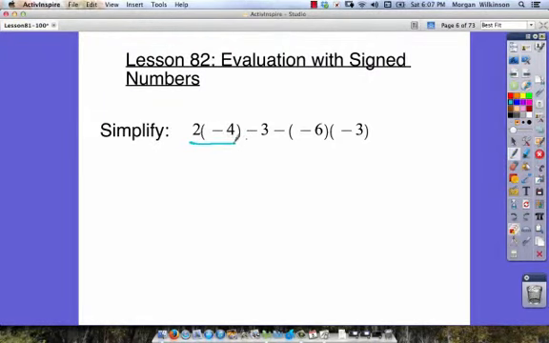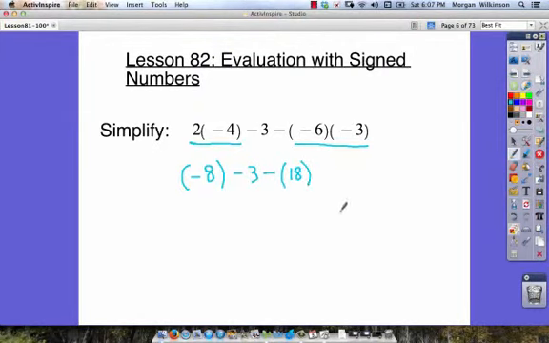So let's do that. We're going to start with 2 times negative 4. Well, the opposite of a positive must be a negative, so we're going to get an answer of negative 8 when we multiply 2 times negative 4. Then we're going to write minus 3, minus, and we've got more multiplication here. We've got negative 6 times negative 3. The opposite of a negative is a positive, so negative 6 times negative 3 must be positive 18.